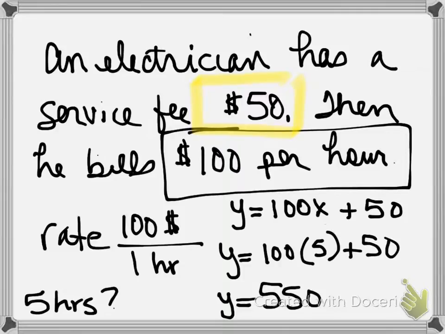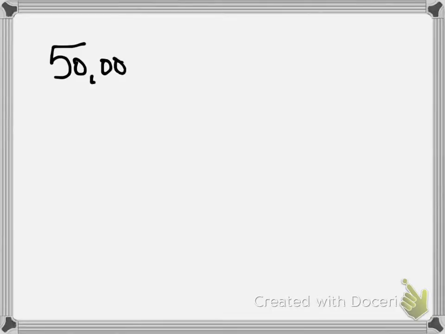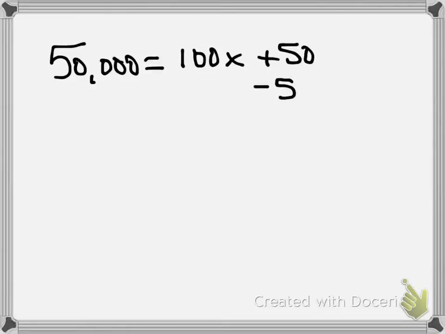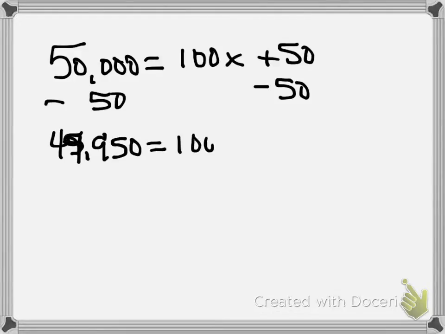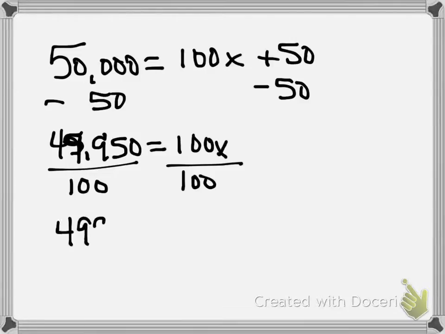Now he could use this also the other way, and he could say, I need to earn $50,000 this year. So $50,000 equals 100x plus 50, and he could solve for x. So 49,950 would be 100x. Divide both sides by 100. And so when you do that division, I cannot do that in my head. 49,950 divided by 100, that's 499.5 hours that he needs to work.